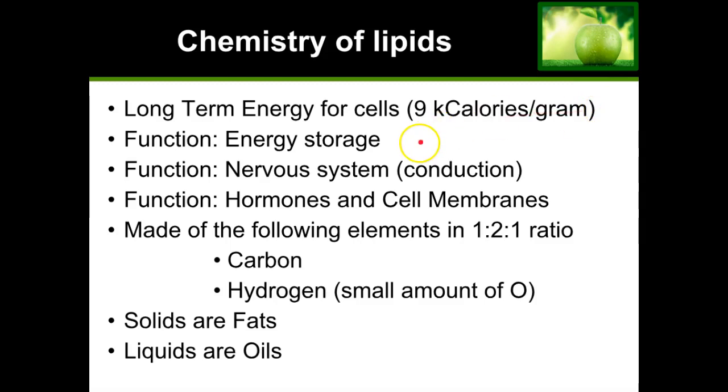They function mostly as energy storage. They also function in the nervous system for conduction of electrical signals on your nerves. Lipids function as hormones, and lipids function in cell membranes. They're made up of the elements carbon, hydrogen, and a very small amount of oxygen. The solid lipids are called fats, and liquids are called oils.